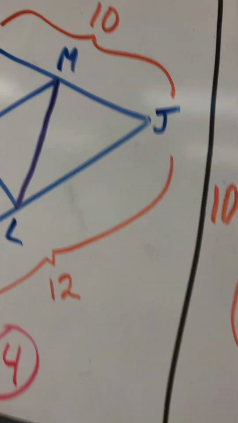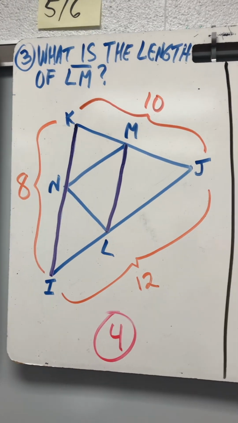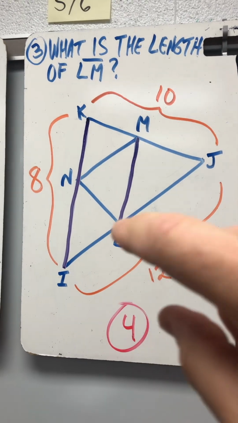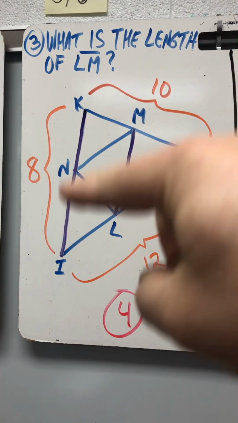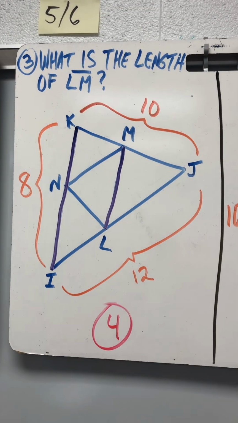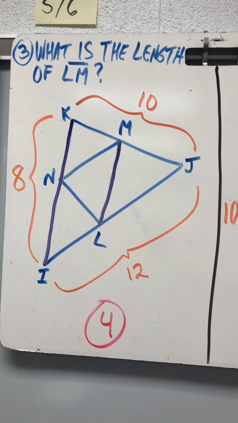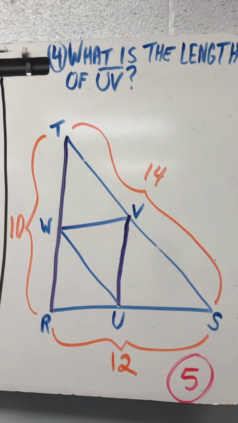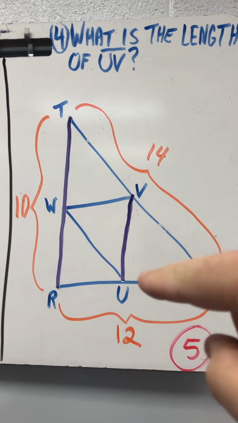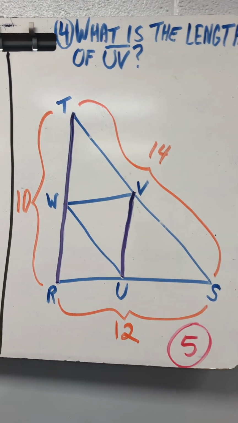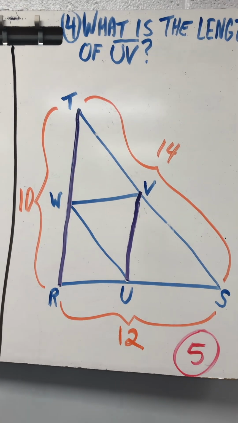You might also have to go the other way around, all right? What is the length of LM? This piece right here. Well, I'm going to use this one. What's half of 8? Half of 8 is 4. What's the length of UV? UV here. It's going to be half of 10, right? Half of 10 is 5.